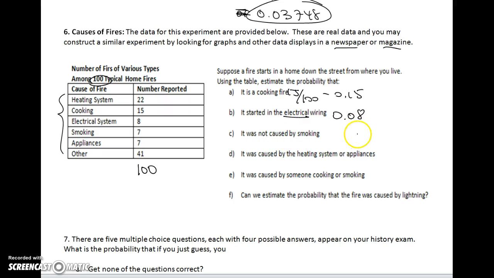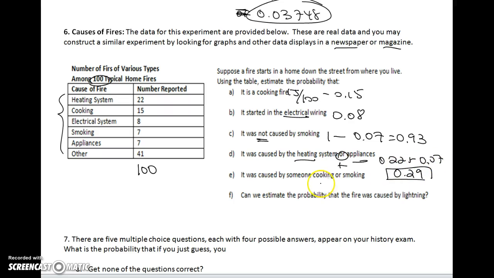Not smoking. Well, smoking is 0.07. So not smoking, we're going to use the complement rule. So that would be 0.93. Caused by heating systems, or, meaning plus, appliances, because these are all disjoint events. A heating system would be 0.22, or appliances, which would be 0.07, giving us a probability of 0.29. Cooking or smoking, well, cooking is 0.15, or smoking, which is 0.07, which gives us 0.22.